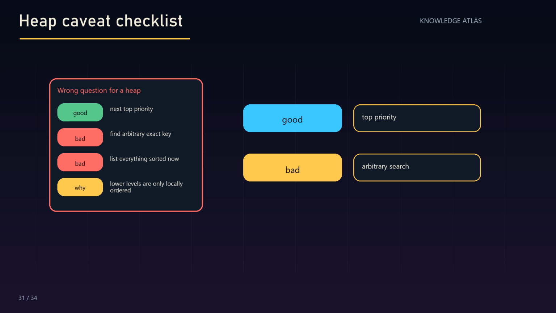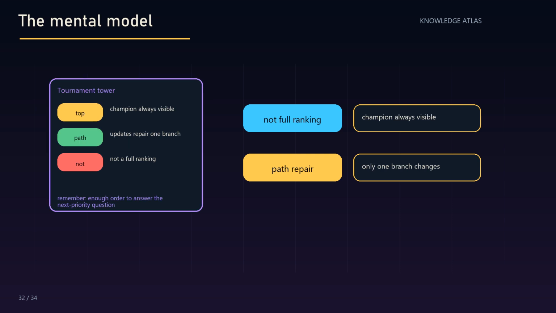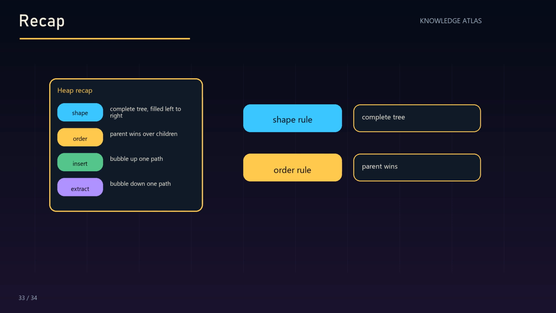Think of a heap as a tournament tower. The champion sits at the top. The tower is not a full ranking of every contestant, but it is carefully maintained so the current champion is always easy to find. Recap: a priority queue answers what matters next.